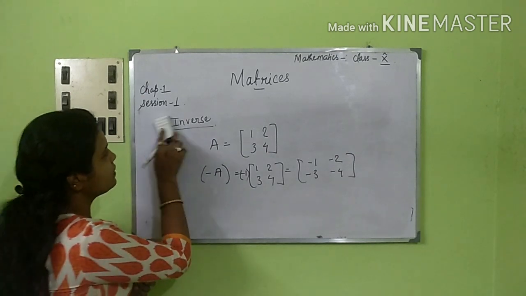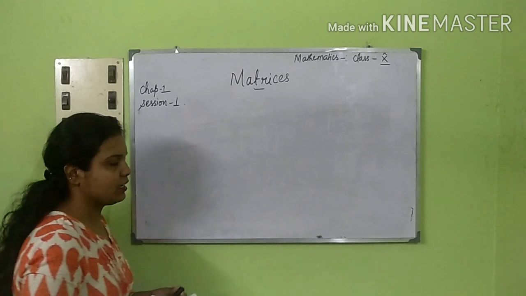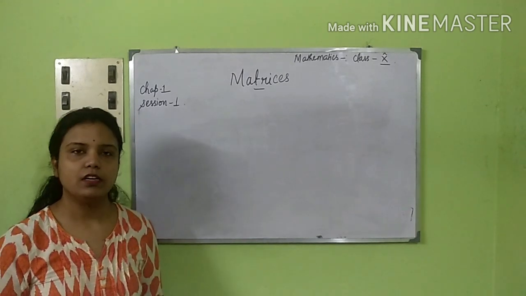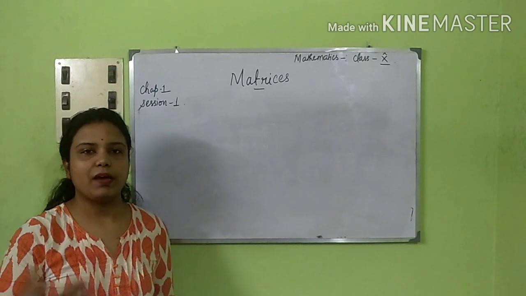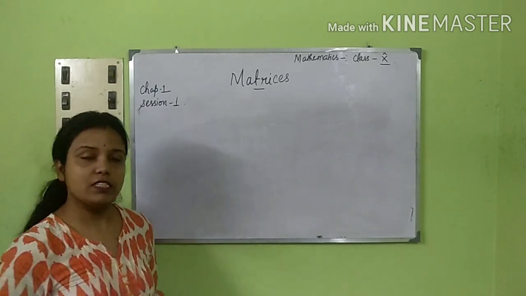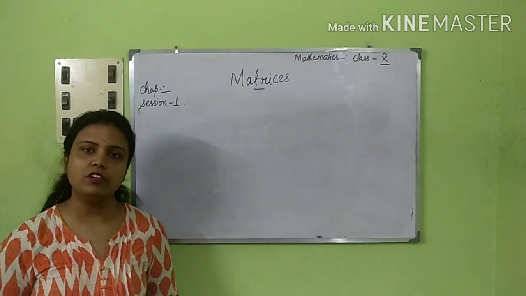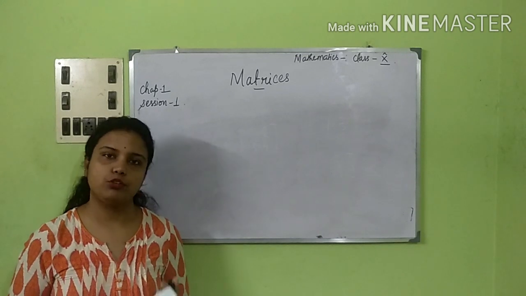Next, after this, before I start, I will tell you something: sometimes we need to find a third matrix. We will come to this point in the multiplication part. Let me first start with the addition and subtraction of matrices. How to add 2 matrices, how to subtract 2 matrices.